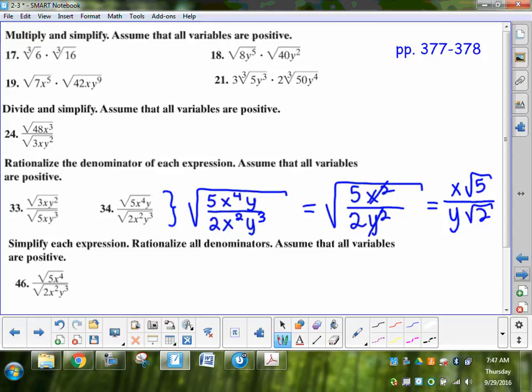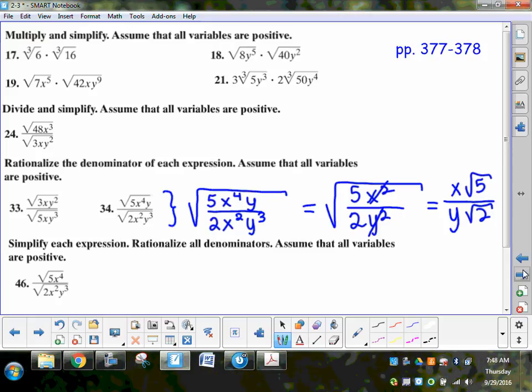This still isn't all the way gone. What's the one thing we need to get rid of that's there? The radical that's in the denominator. Hands up, please, if you can tell me how I can get rid of the radical 2 that's there. There's a radical 2 in the denominator. What can we do to get rid of it? The y, that's fine in the denominator. What can we do to get rid of the root 2 that's in the denominator?